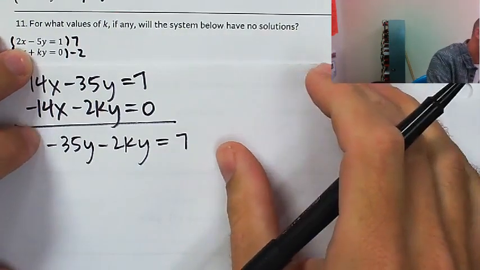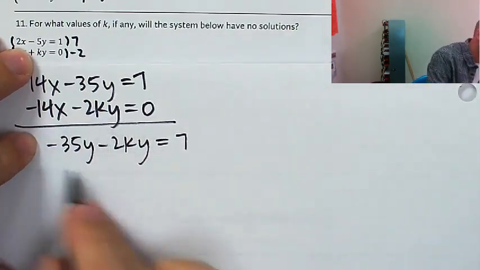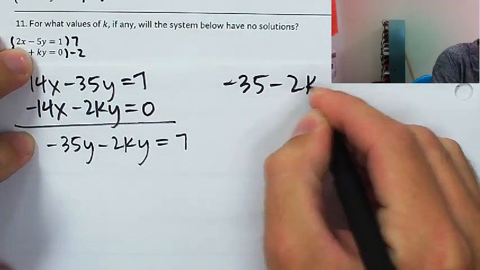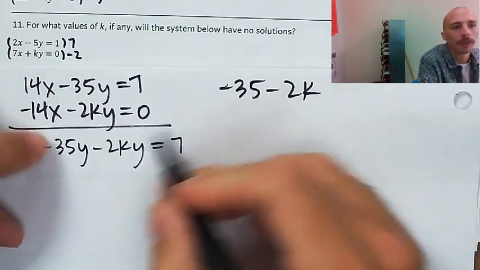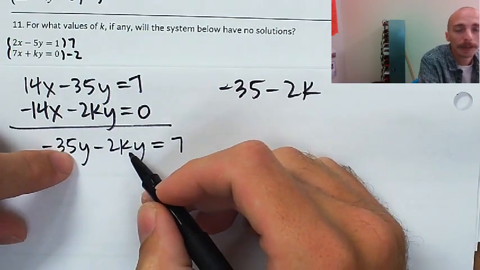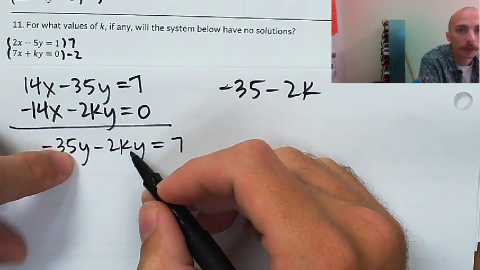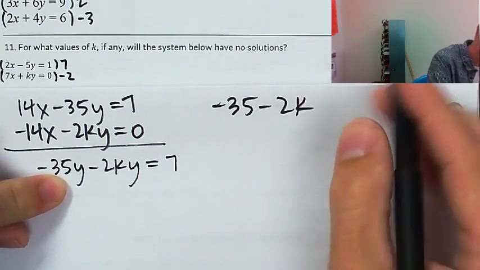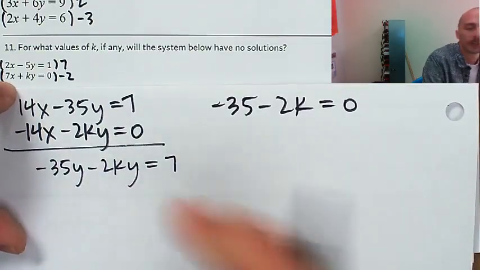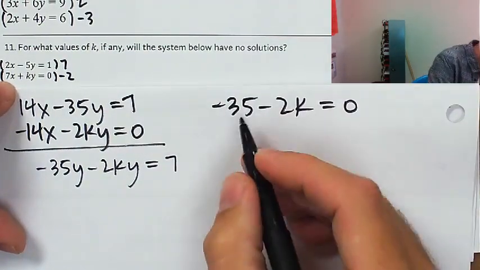Oh, yeah. So if that's the case, the number of y's, which is going to be -35 minus 2k, right? That's, if I was to combine like terms, the number of y's that I would have. I need the number of y's on this side of the equation to be 0. So I'm going to say that's going to be 0. The numbers against the y's have to combine to 0, is what I'm saying.